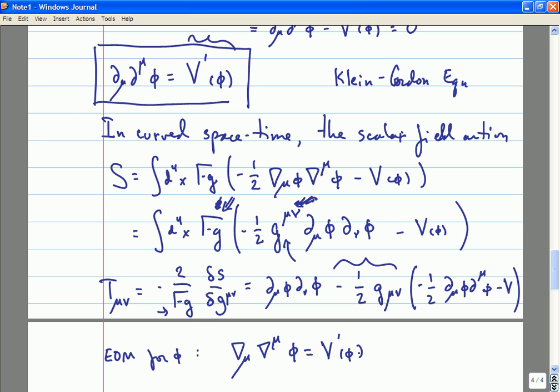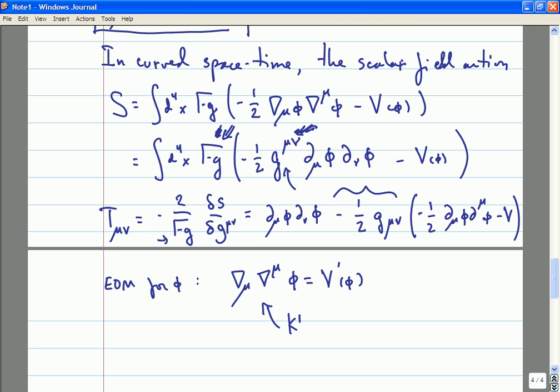Now, in fact, there's a second way that we could have derived the equation of motion for phi in curved space, and that would be by, again, explicitly varying the action of phi in curved space with respect to phi and setting that equal to 0. And you can check, and I encourage you to do so, that in fact you get the same thing. So this equation that I've written down here is sometimes referred to as the Klein-Gordon equation in curved space.